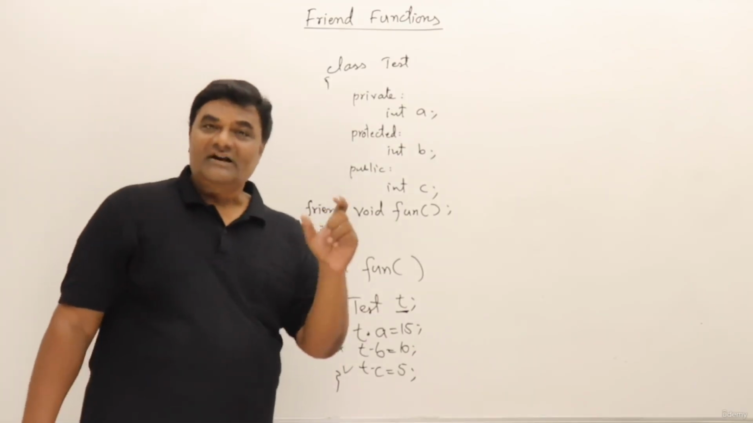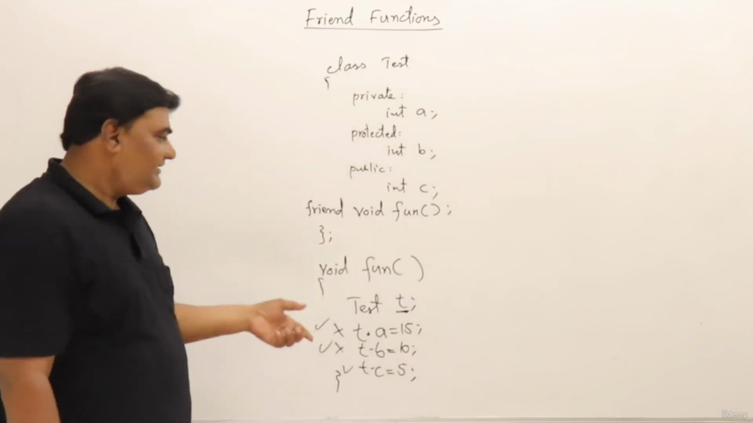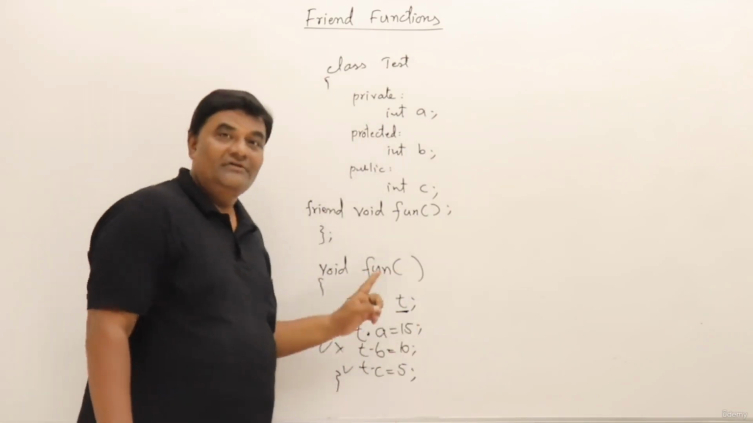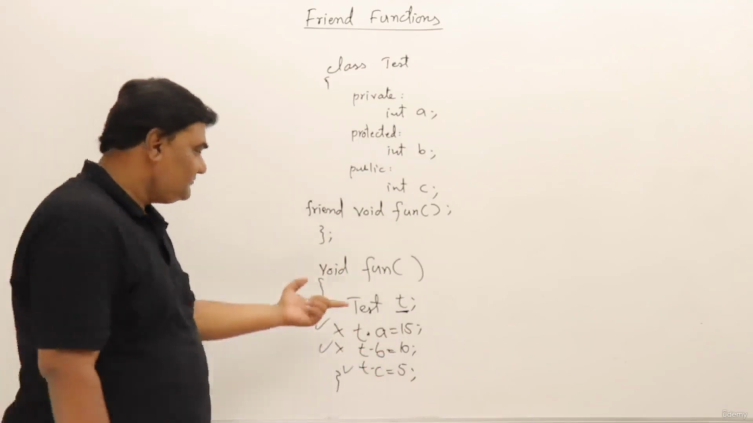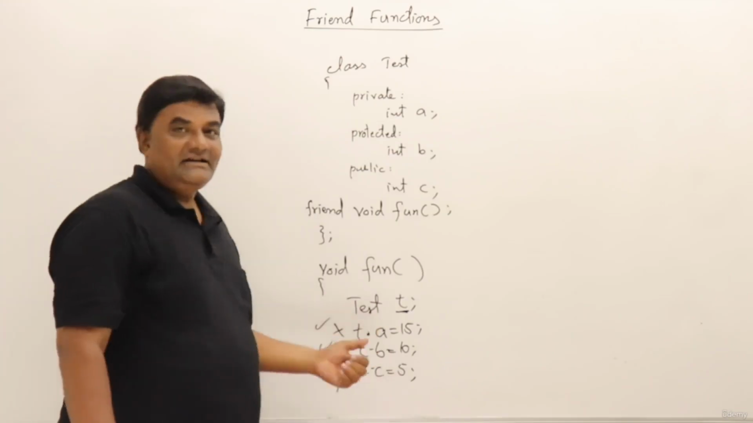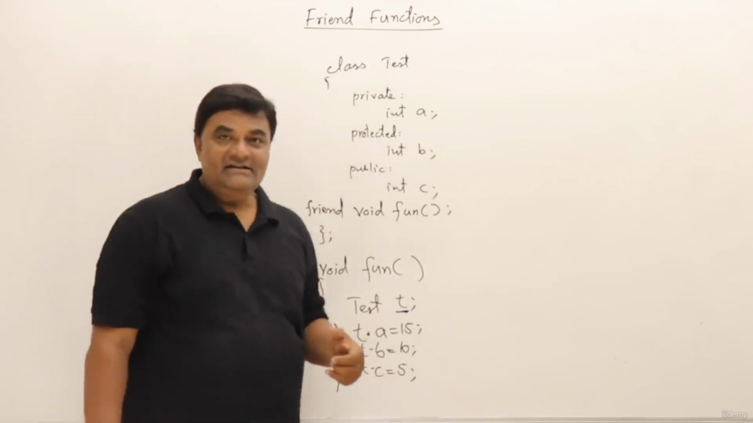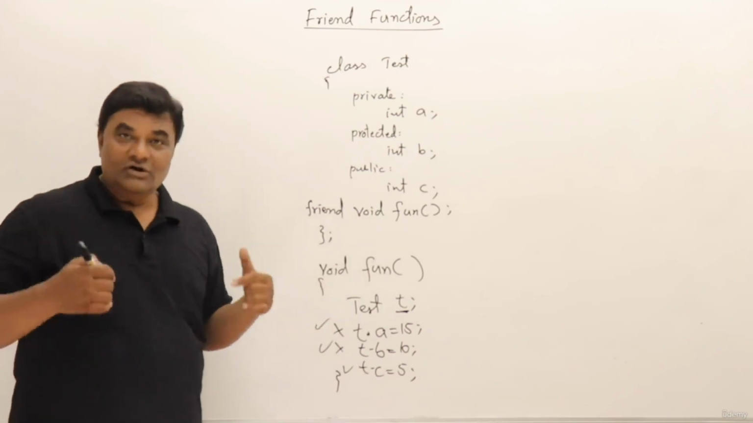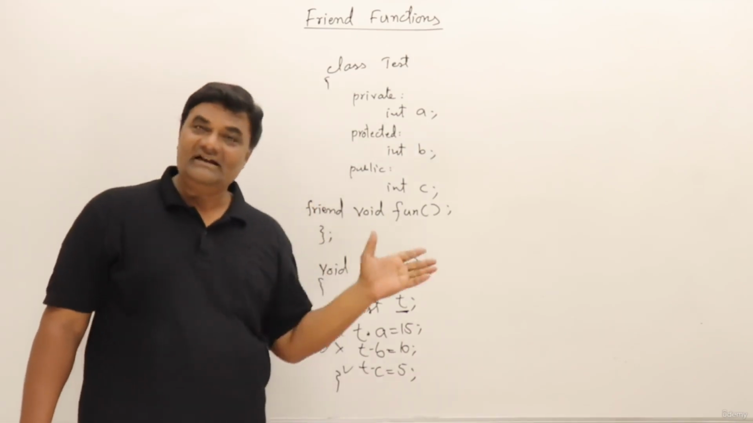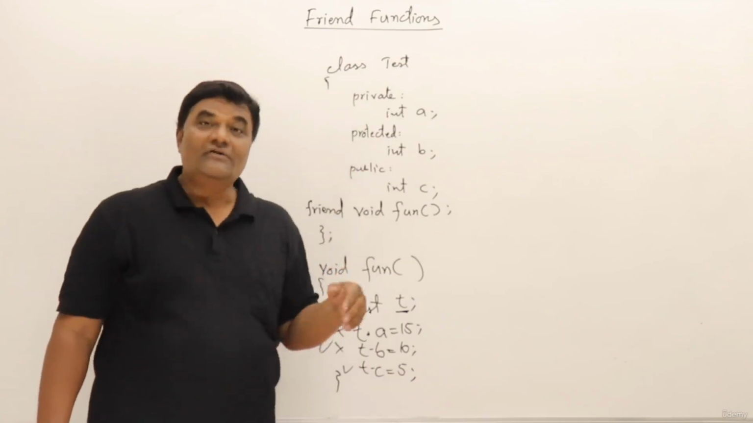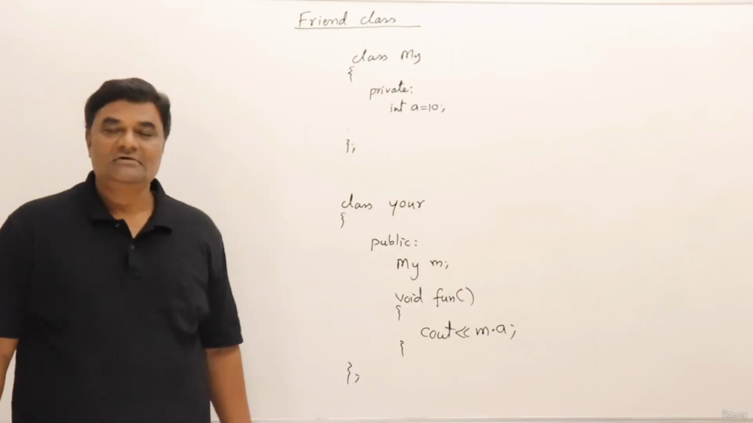So a friend function is a global, outside function which can access all the members of a class upon an object, not directly, upon an object. If an object is there, then it can access private, protected and public members. The class should say that the function, though it doesn't belong to us, is a friend for us, so it can access all the members of our objects. This is useful mostly in operator overloading.